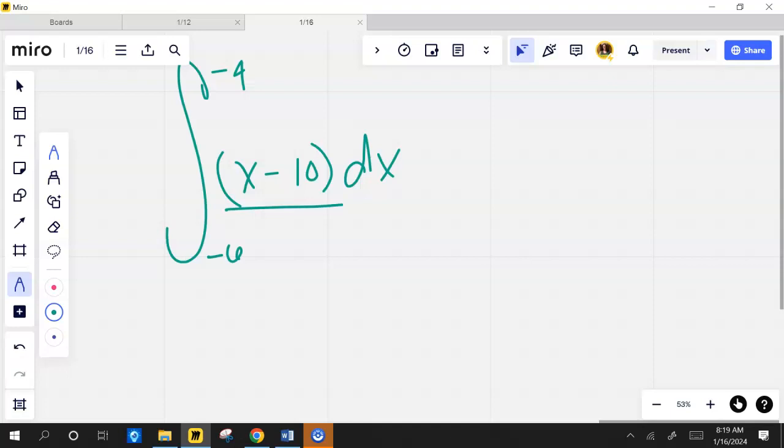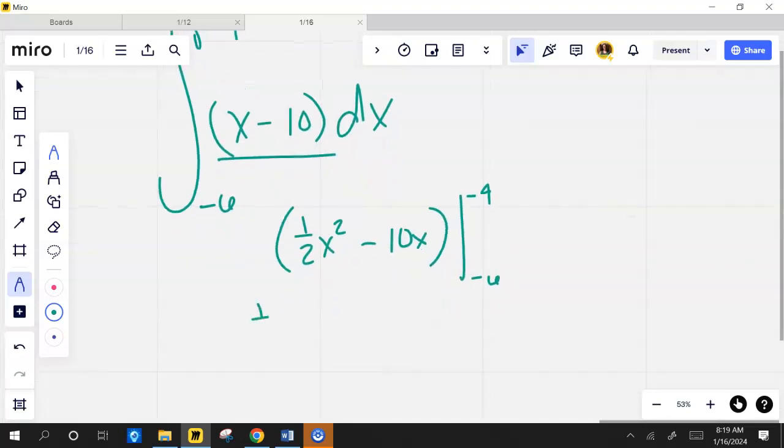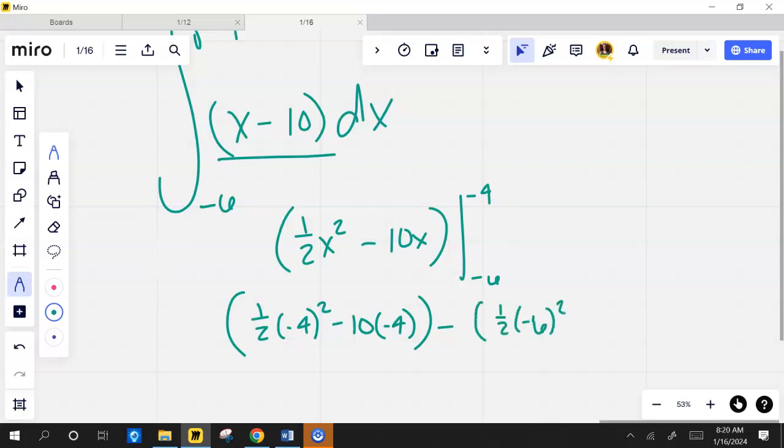So the antiderivative of x is 1/2 x squared. And the antiderivative of negative 10, minus 10x, this whole thing is being evaluated from negative 6 to negative 4. So I do big minus little. Upper bound minus lower bound.